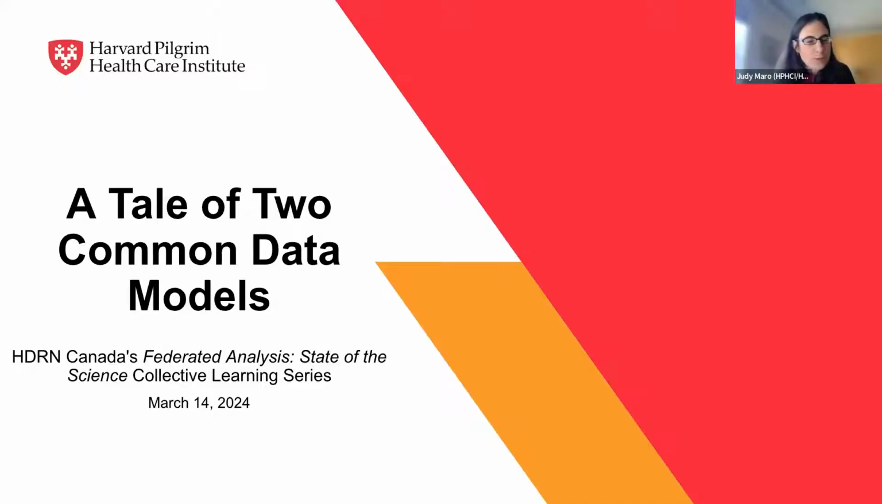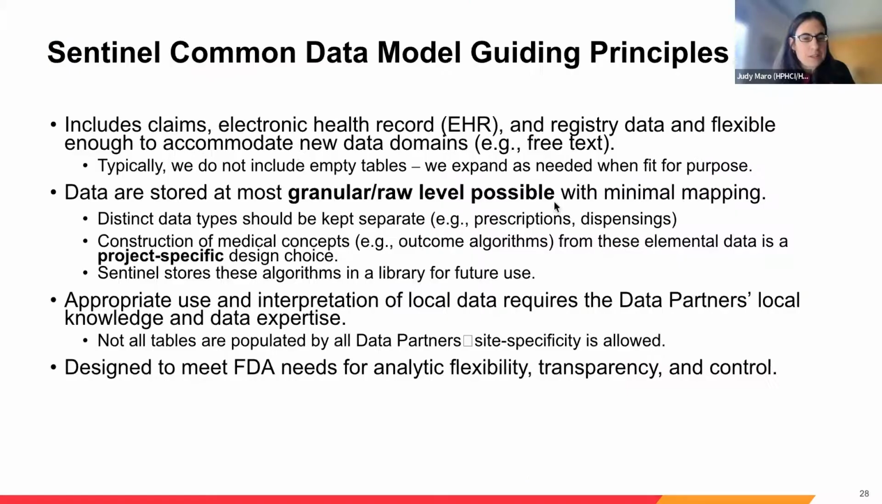I think the differences have been somewhat stated, but I'll try to illustrate them a little bit more. Go ahead to the next slide, please. So really briefly, return to the Sentinel Common Data Model guiding principles.